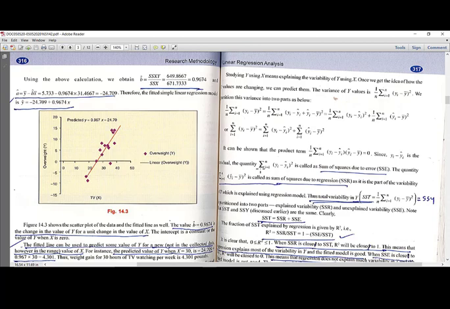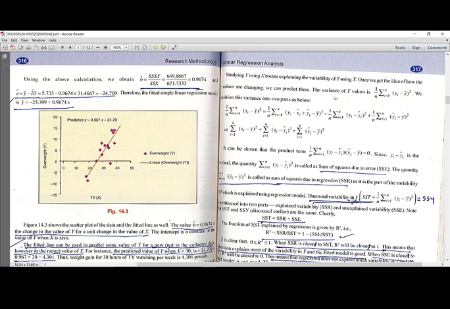Since yi minus yi cap is the residual, the quantity sigma i equal to 1 to n yi minus yi cap whole square is called as sum of squares due to error, SSE. The quantity sigma i equal to 1 to n yi cap minus y bar whole square is called as sum of squares due to regression, SSR, as it is the part of the variability of y which is explained using the regression model.